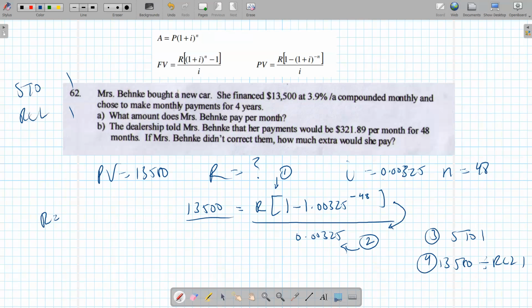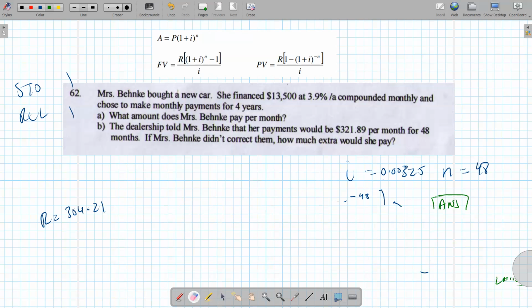I got 304.21. Yeah, that's the exact answer, okay? 304.21. And then here's just a quick note. There's a button called answer in most calculators, most modern calculators. So instead of having to store it, this step is completely out. If you use a modern calculator, then you just do 13,500 divided by ANS. So it eliminates one step. Okay, B. So that's the amount she pays every month for 4 years.